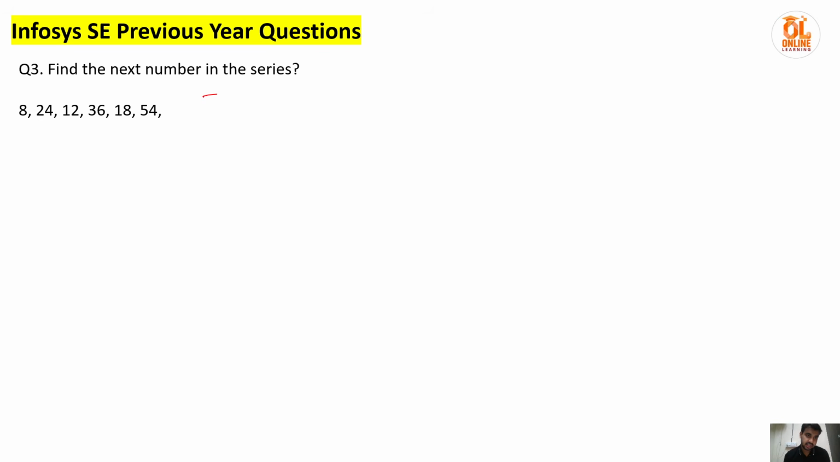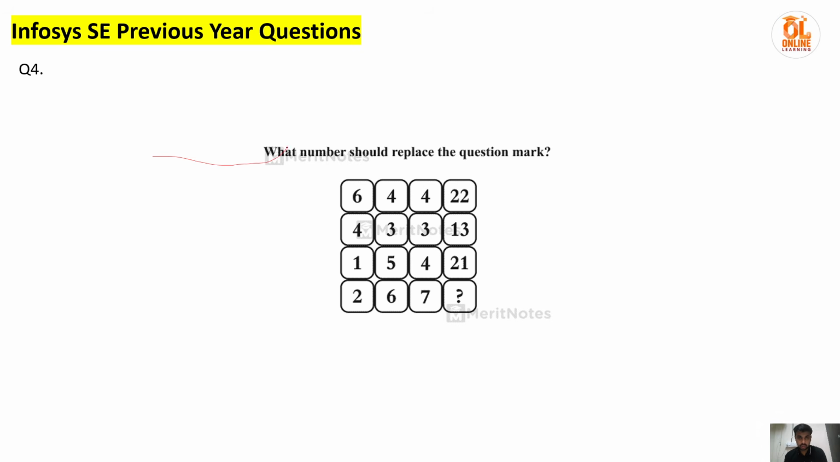Find the next number in the series. Please take this as homework. Okay. We will solve the last question of today's session. What number should replace the question mark? So this is the question mark. Let us try to find it.